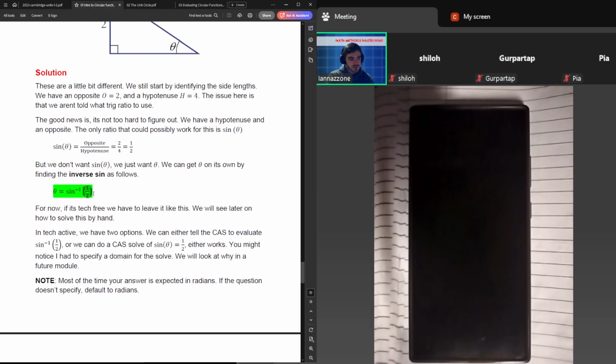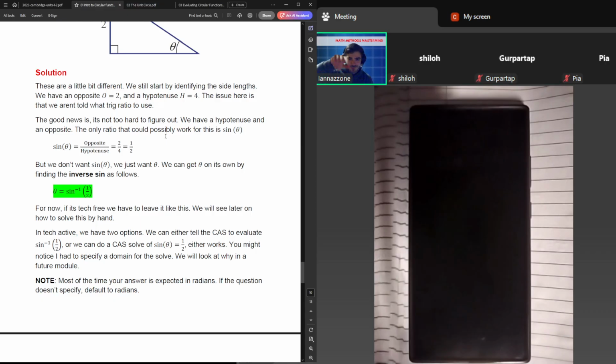Now, if you're good with your exact values, you would actually know what this is. If sine theta equals a half, does anyone want to take a stab at it? If sine equals a half, what must theta therefore be? Is it 45 degrees? Not quite 45 degrees. A lot of people think that the half is halfway up the unit circle. It's not quite halfway up the unit circle. That's root 2 on 2.